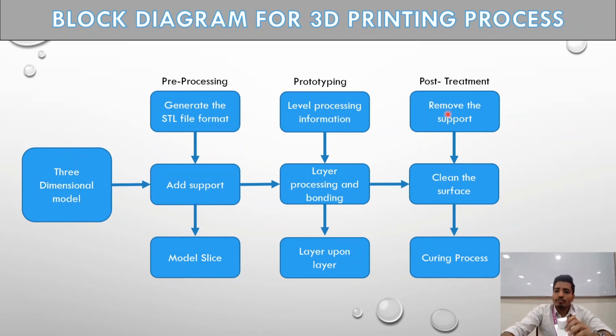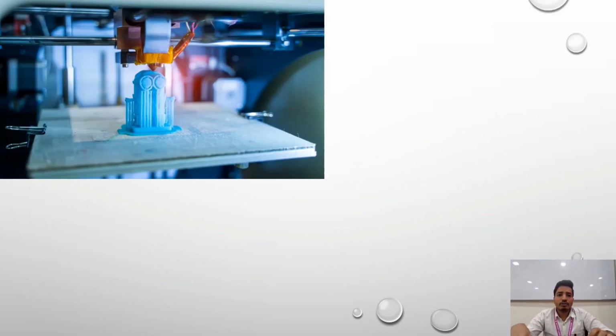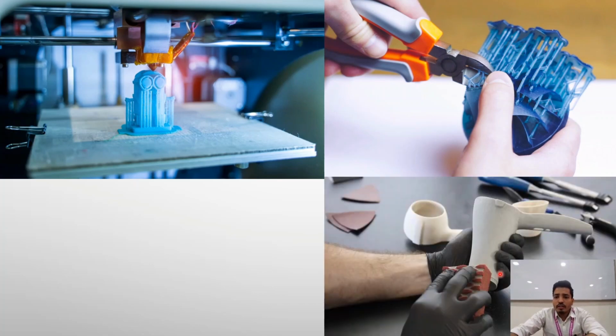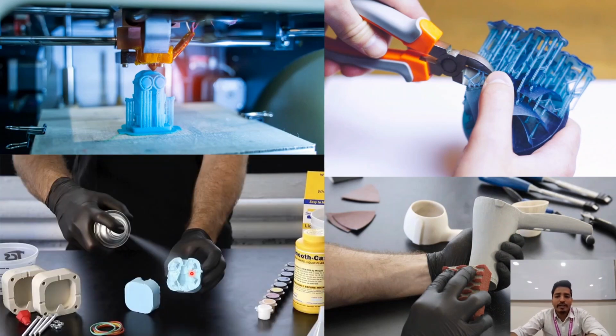So we have to remove the supports. As I mentioned earlier, if you are printing this object at an angle, we'll require some supports. We have to remove those supports and clean the surface, and that is also called the curing process. So here are a few objects. Here you can see these are all the supports. Then we have to remove the supports. We have to do the sanding or the polishing, and we have to do the painting. So this all comes under post processing.